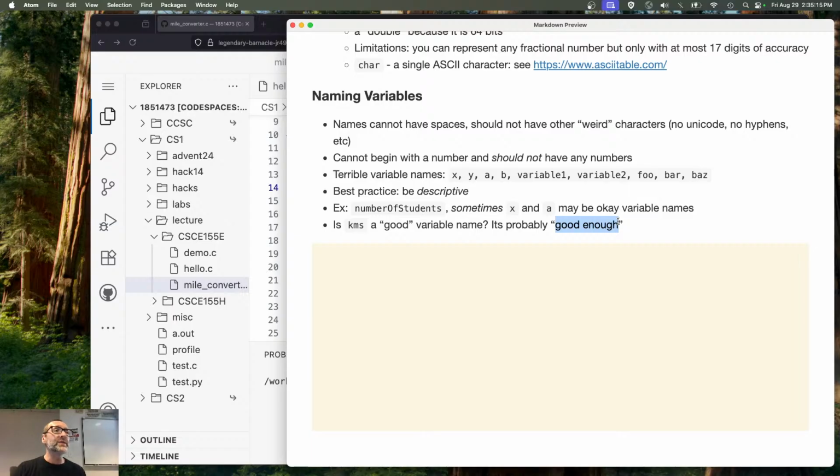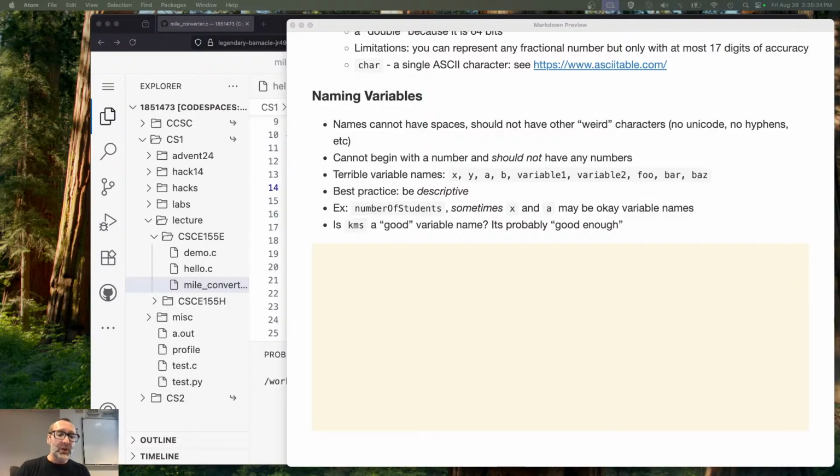But there are variable names that can get way too long, like kilometers per hour in a quantum system, assuming whatever. That's way too long, right? But KMS is probably good enough within the context, as long as the context says so.